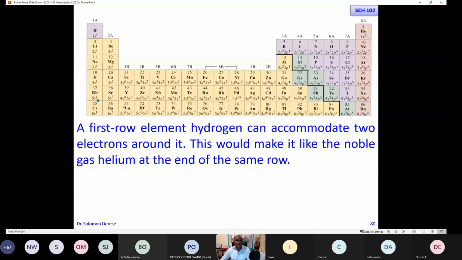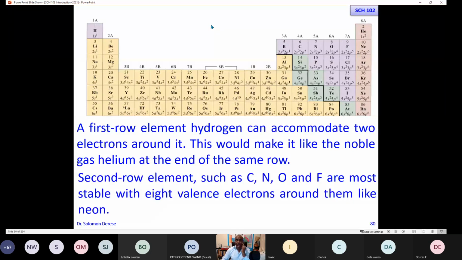So if you take hydrogen, which is a first row element in the periodic table, when it forms a bond with another hydrogen atom, it will have 2 electrons, just like the corresponding noble gas, helium. So the reason why 2 hydrogen atoms form a covalent bond between each other is to have the electron configuration of the corresponding noble gas, helium.